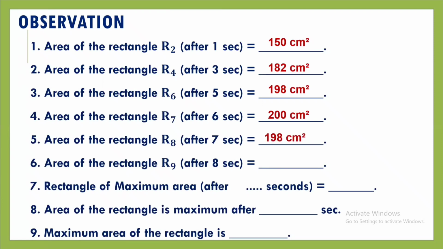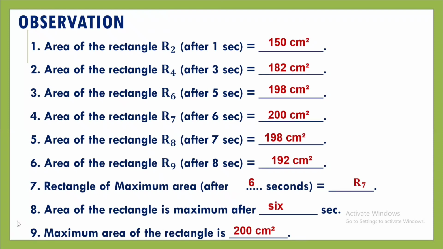For this, the area we'd already found out. The rectangle of maximum area came out to be after, if you remember, after 6 seconds. Which rectangle was that? That was R7. The area of the rectangle is maximum after how many seconds? It is after 6 seconds. And the maximum area of the rectangle was how much? It came out to be 200 centimeter square.